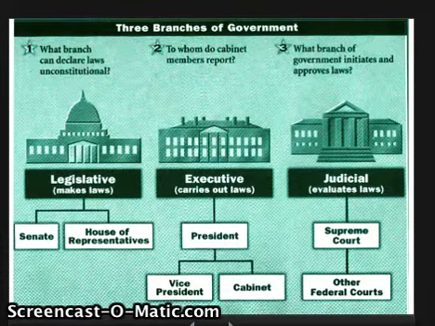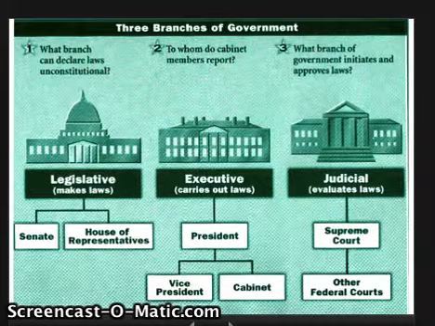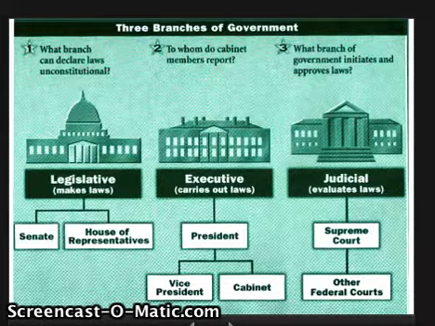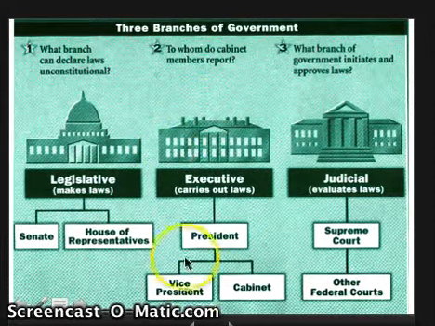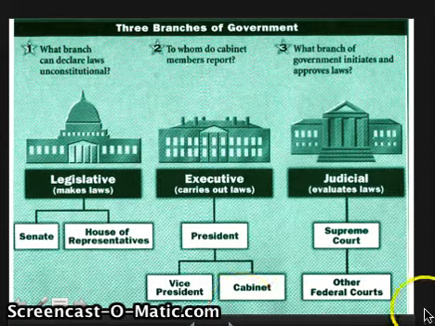First, a quick review. We have 3 branches of government fulfilling the Constitution's requirement for separation of powers and checks and balances. We have the legislative branch, the executive branch, and the judicial branch. Today's lesson will be centered once again on the executive branch, focusing here on this idea of the cabinet, as we'll see who's in charge of the bureaucracy.